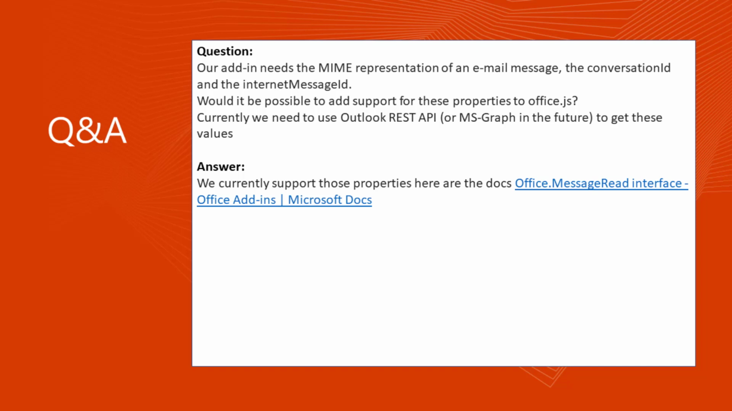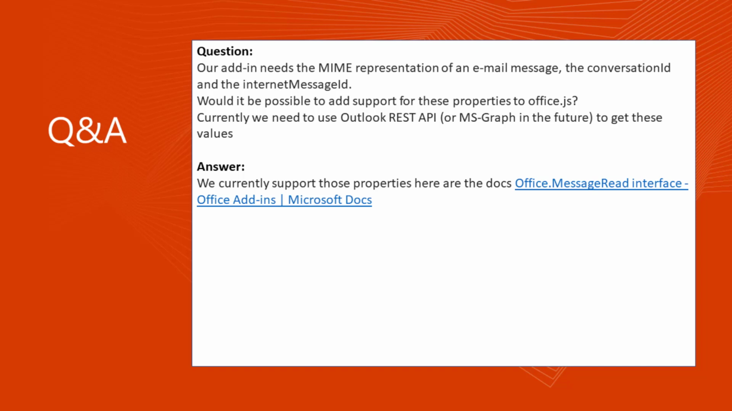One of the questions that came in was that for an Outlook add-in specifically, they needed MIME representation of an email message, and they were wondering if it was possible to add support for these to office.js. And we currently do support these properties, so the docs provided on this page are the ones that you could use to move forward with this functionality. So feel free to go take a look at that. And if you have any more questions, let us know.